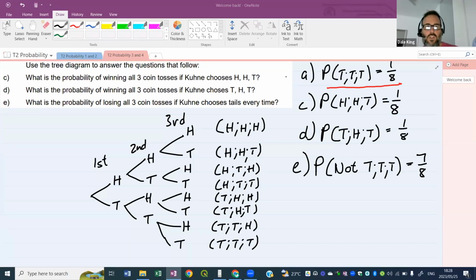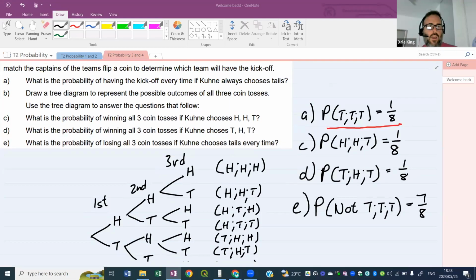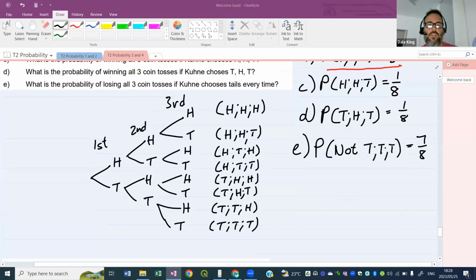All right. So this question says, what's the probability of losing? So remember, we said here that if he gets tails, tails, tails, he wins the coin toss and he will kick off 3 times in a row, always. What's the probability of losing all 3 coin tosses? All right, because the question in the beginning said, what is the probability of having the kick off every time if he chooses tails? Then E says, what's the probability of losing if he chooses tails? All right, which means he doesn't get it. He chooses tails 3 times, but he doesn't get it. Okay, every time.